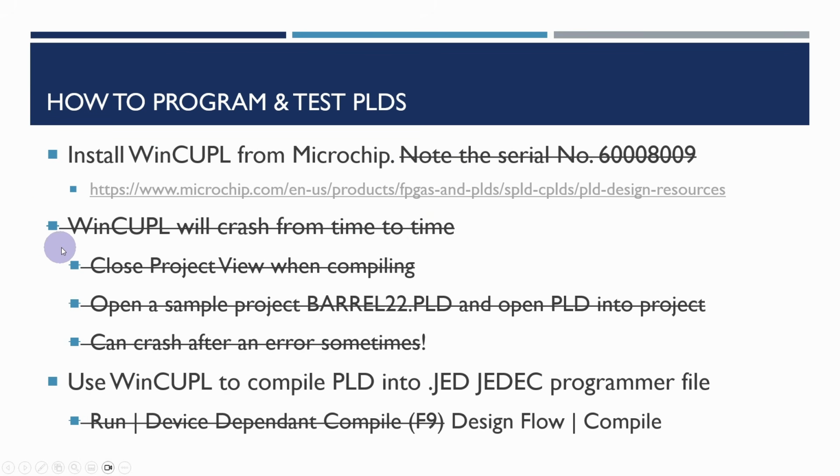So although WinCUPL 2 doesn't crash like it used to, there are one or two issues there which I'll summarise towards the end. And now what we do is use the design flow option and compile, although you might need to go into the options page to set some of the output options if you want some of the additional output in the doc file, for example.